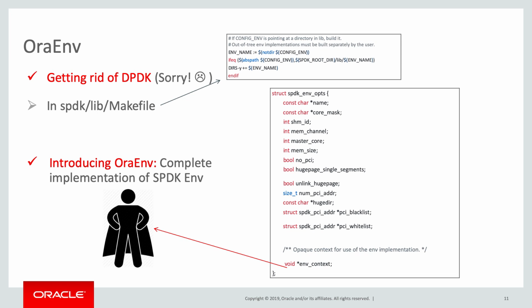For that, we worked with the Intel team and implemented some different patches. The first one was just a simple line in the SPDK lib makefile to link SPDK with the user environment rather than, for example, using the DPDK environment within SPDK. And the second one was to add an additional field in the SPDK env options, like env context. With env context, we could integrate Oracle resource management within SPDK.